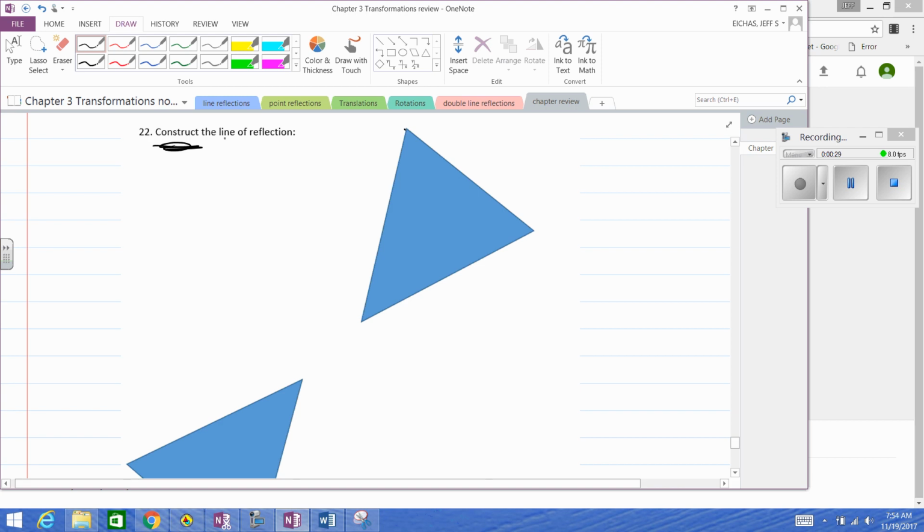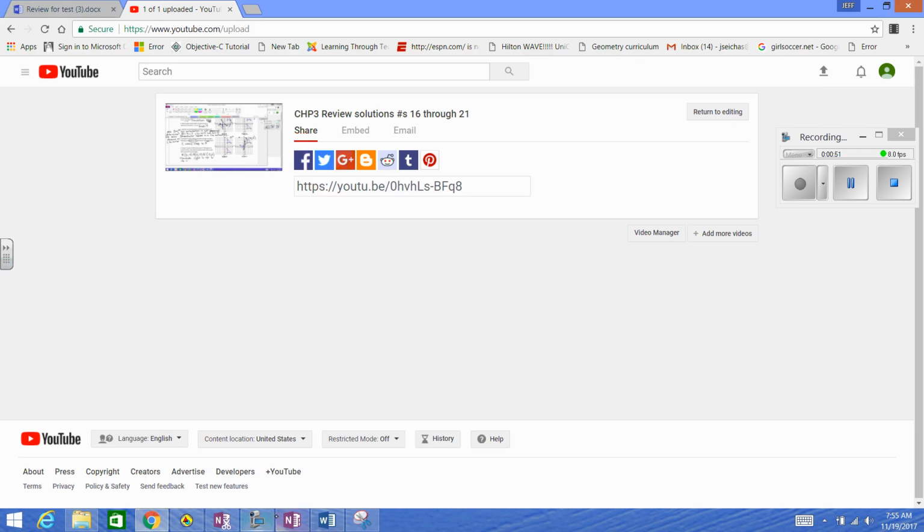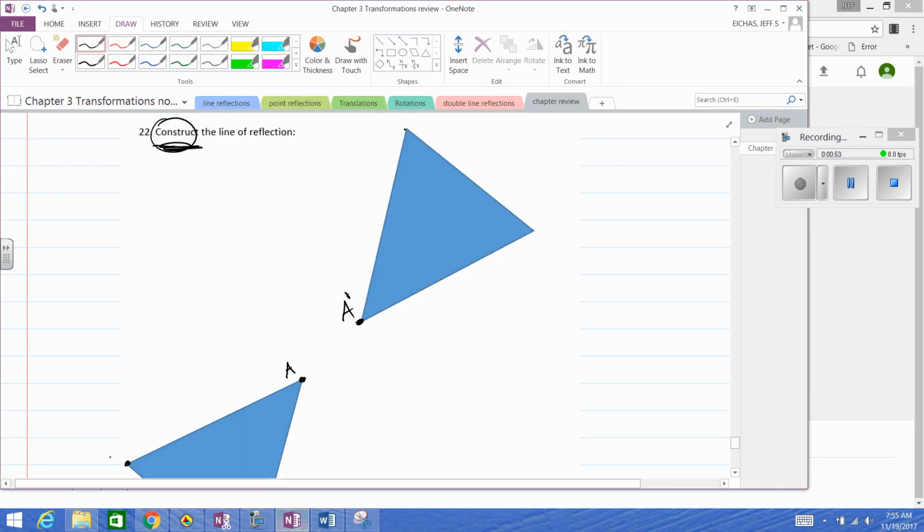Now, here's what is not sufficient when it says construct. Even though it's the right concept, what we're looking for is the perpendicular bisector of A to A prime. That's what we're looking for. Okay, let's assume this is A and this is A prime. All right, this would obviously be B. This would be B and B prime.